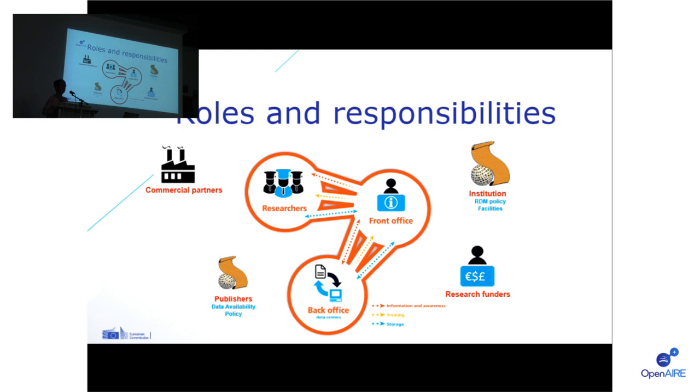Publishers have data availability policies, or they don't have, but they might get them, so they will impose some restraints and constraints on the researcher to provide them with data. And of course, within the projects, there are many private organizations as well, and they can have their traditions and considerations on what could be done with the data and what could not be done with the data.